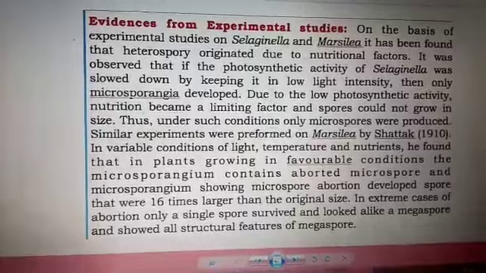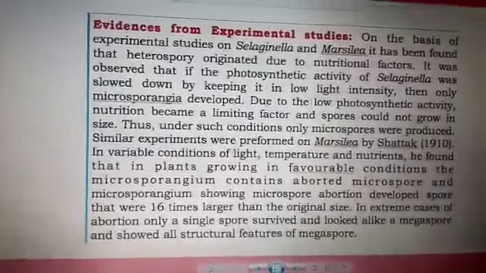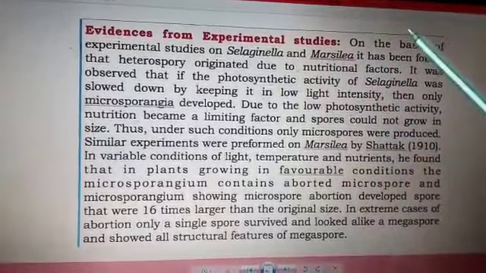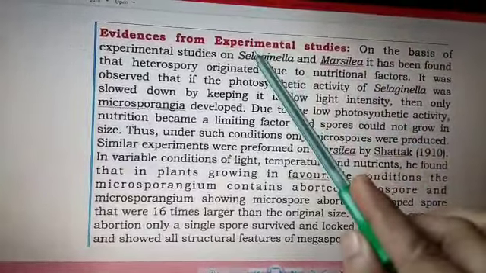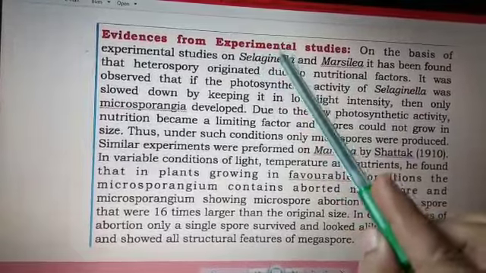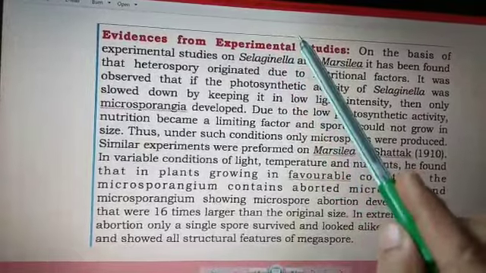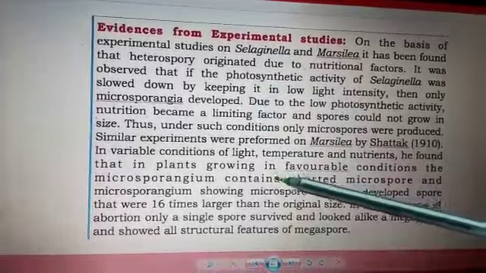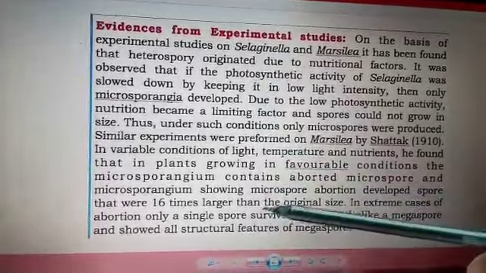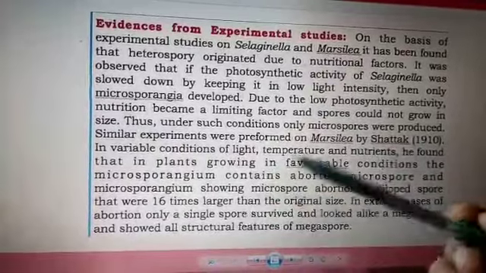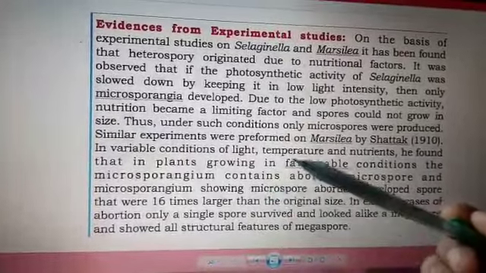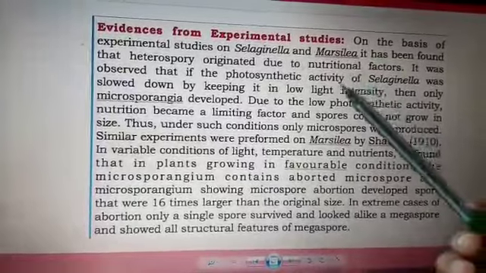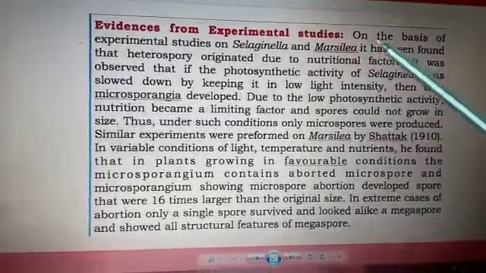In this part, we'll be discussing the evidence from the experimental studies. Experimental studies, in the sense, whoever was involved here, they set some conditions like light, temperature, and nutrients. They observed how these pteridophytes behave in these different conditions, and that led to the formation of heterospory.